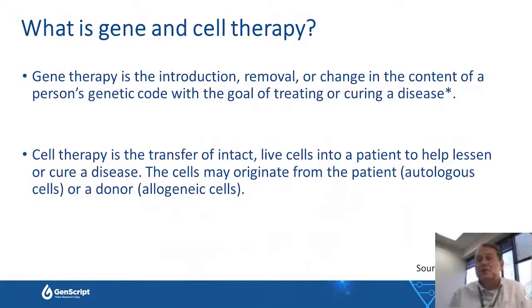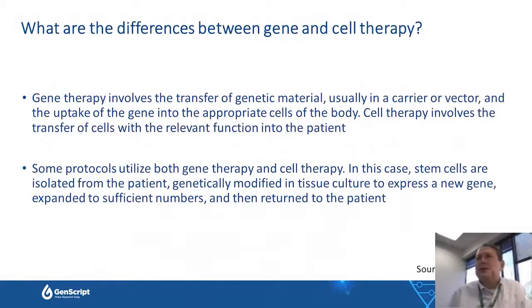What are the differences between gene and cell therapy? Gene therapy involves the transfer of genetic material, usually in a carrier vector, and the uptake of the gene into the appropriate cells of the body. Cell therapy involves the transfer of cells with the relevant function into the patient. Some protocols utilize both gene therapy and cell therapy together. In this case, stem cells are isolated from the patient. They're genetically modified in tissue culture to express the new gene. They're expanded, they're differentiated sometimes, and then returned to the patient in large enough numbers for a dose.